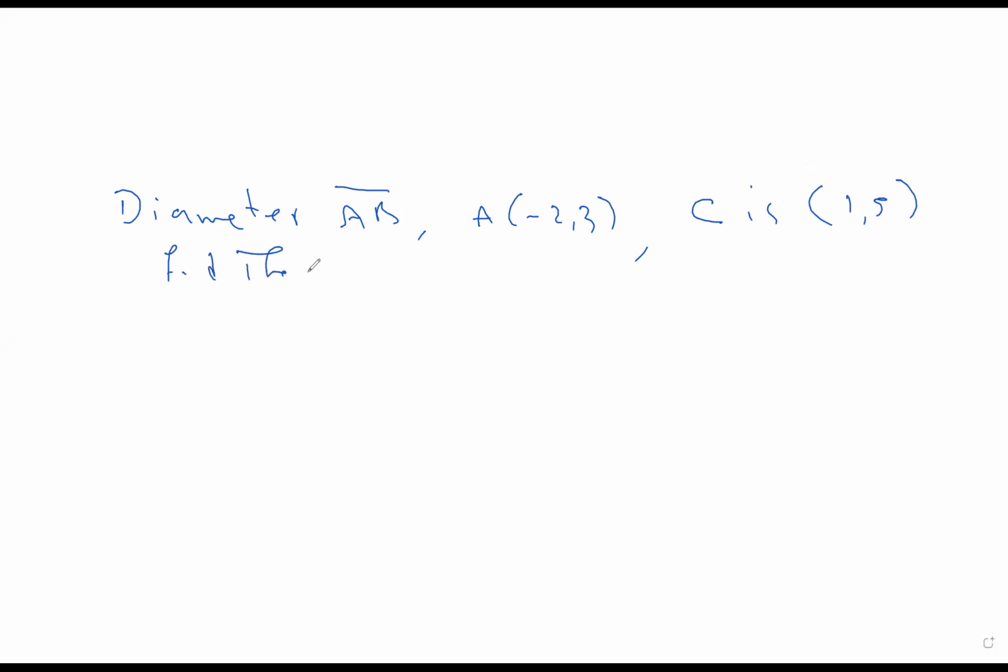What about if the circle has a diameter AB, when A equals negative 2 and 3 and the center is 1 and 5? So find the equation and the area of the circle. Okay, who can help me to solve this one?